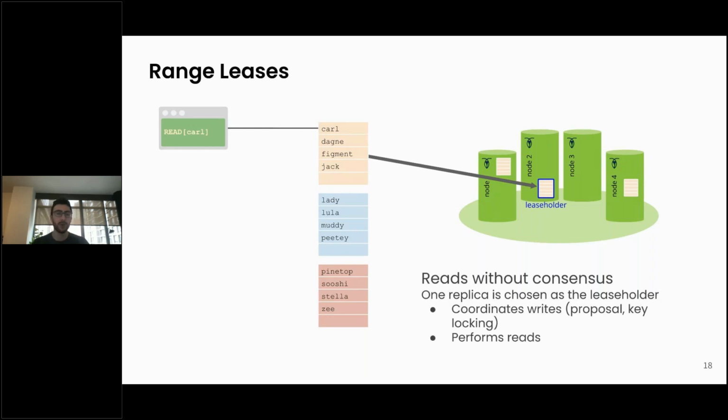The leaseholder is said to hold the range lease. And these range leases give CockroachDB reads without consensus. The leaseholder also implements some of the concurrency control mechanisms used by transactions, such as key range locking.